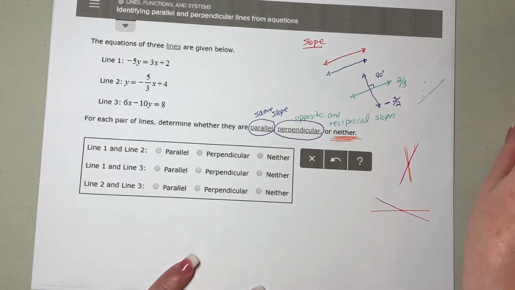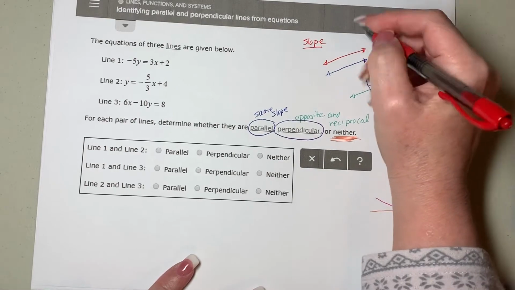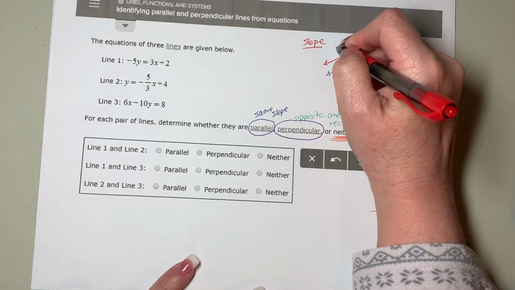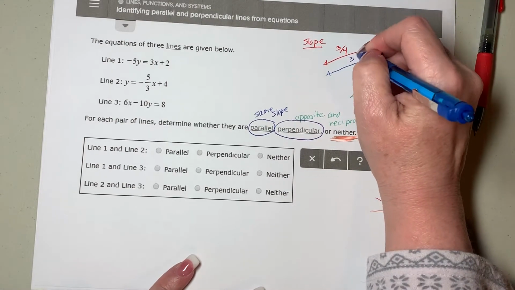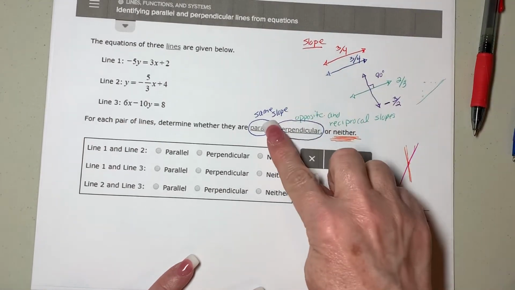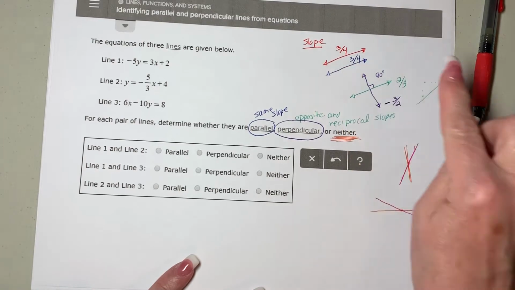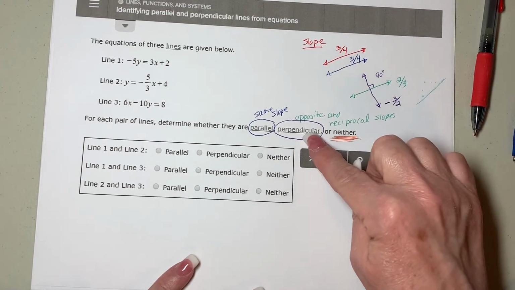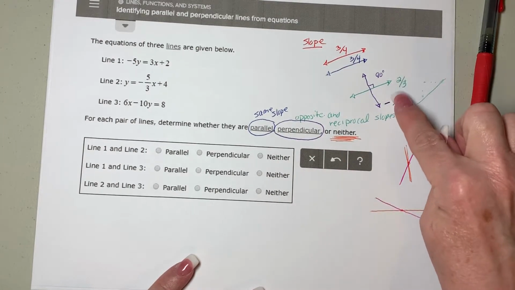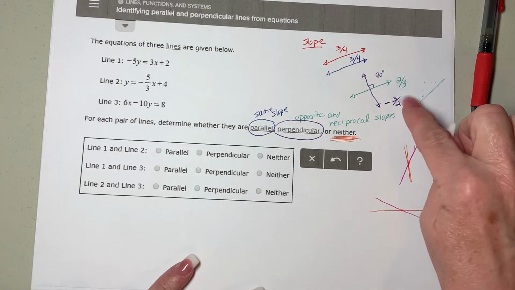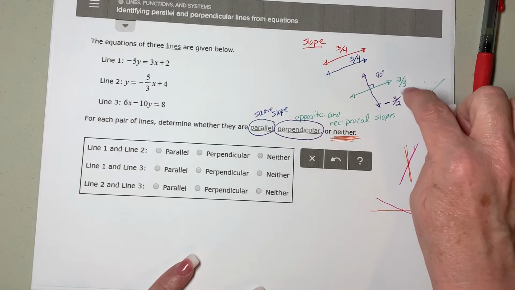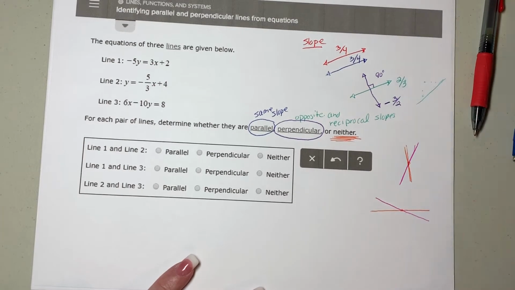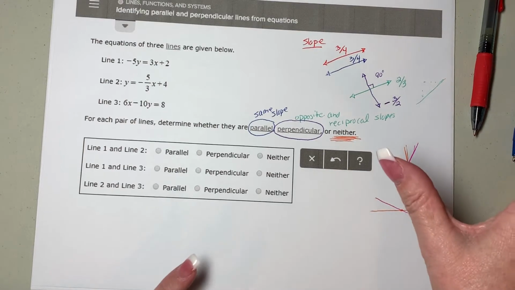If they're the same slope, like let's say this one has a slope of 3/4, then the blue one would also have a slope of 3/4. They have the exact same slope. Perpendicular, they have to be opposite in sign and reciprocals. And if they're not the same or they're not opposite reciprocals, they fall under neither. Okay, so that explains that part.